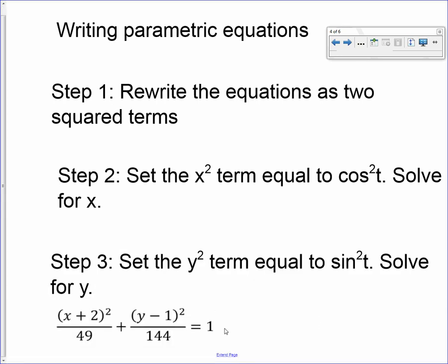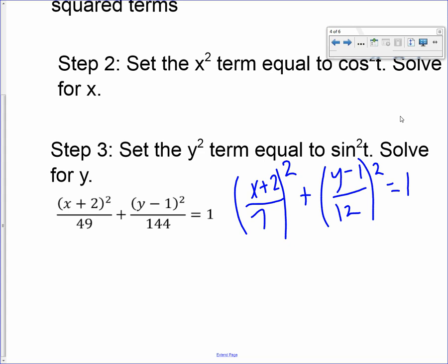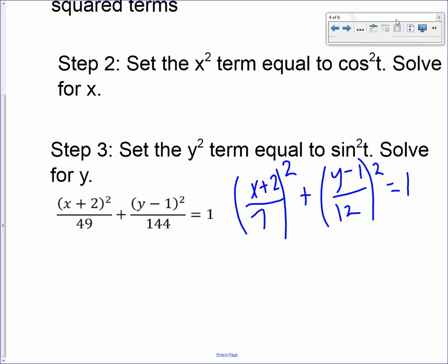So I'm going to pick up that same problem you saw me starting on the last slide. Step one is what we did on the last slide: rewrite this as one big squared term equals 1. That's step one. And our Pythagorean theorem says sine squared plus cosine squared equals 1. We're going to align the cosine squared to the x squared term. So ((x plus 2) over 7) squared will equal cosine squared t. And we want to solve this equation for x.